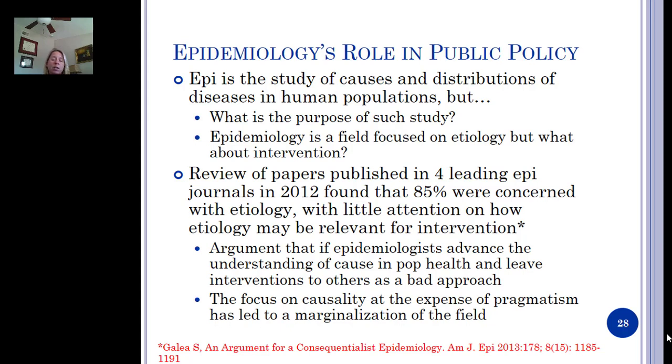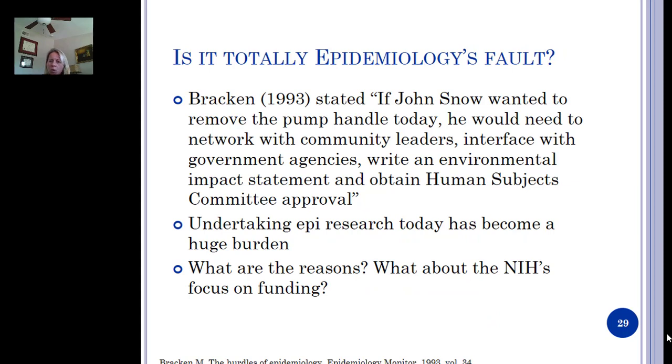In general, he argues that epidemiologists have focused way too much on causality and not enough on implementation of programs to affect public health. And he has some points, definitely has some good points. The question though, is it totally epidemiology's fault, or are there other factors at play that prohibit epidemiology from truly impacting public health? In a paper in 1993, so it's dated now, an epidemiologist by the name of Bracken stated that if John Snow wanted to remove the pump handle today, he would need to network with community leaders, he'd have to interface with government agencies, he'd have to write an environmental impact statement, and he'd also have to obtain Human Subjects Committee approval.